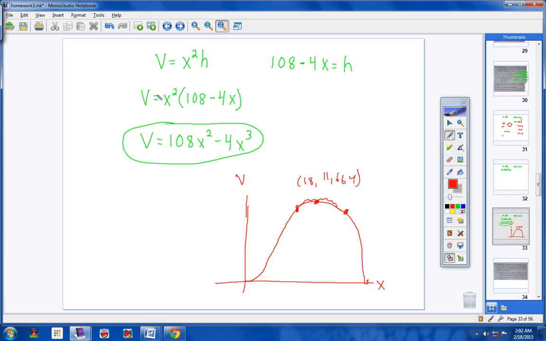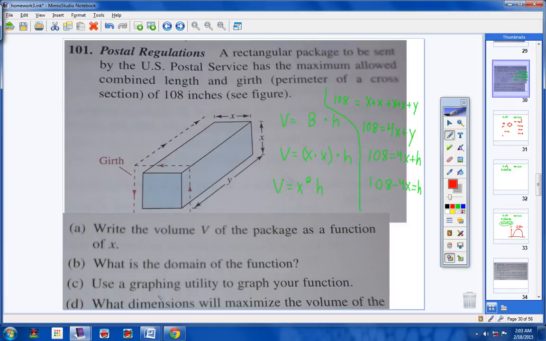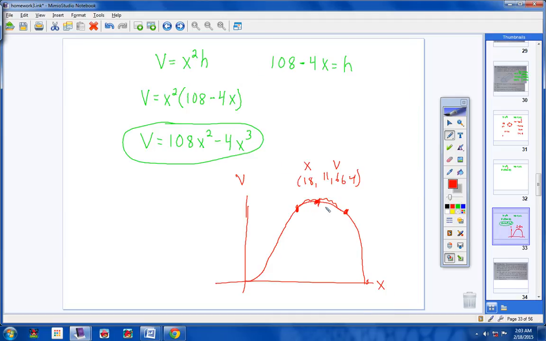Now let's interpret that answer. It means if your x value is 18, then your volume is going to be 11,664. Then it starts going back down. So this is your maximum point, that's your highest point. So when it says what dimensions will maximize the volume, well, hold on, guys. We're not out of the woods yet. What dimensions do we want? That means we need our x's and our y's.